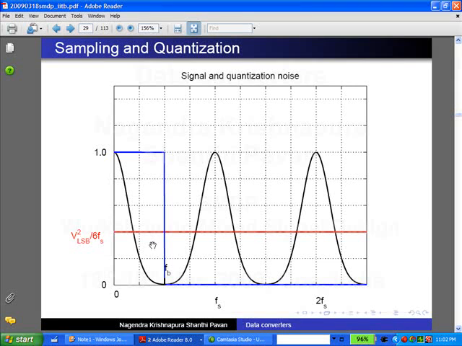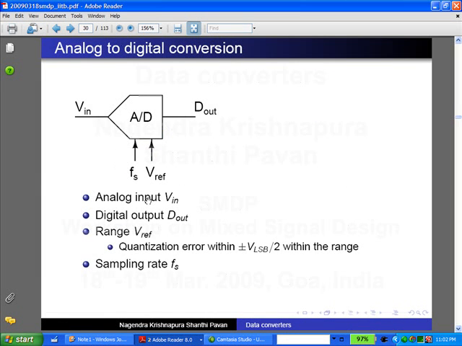You will get some noise. And we already know how to calculate the strength of that noise. The mean square value is Δ² by 12. Basically the area under this part. So what is analog to digital conversion? It has an analog input Vin and a digital output Dout. It only says which range your signal is in.